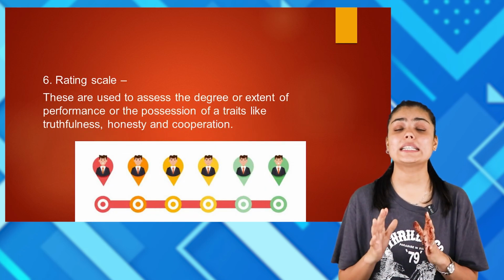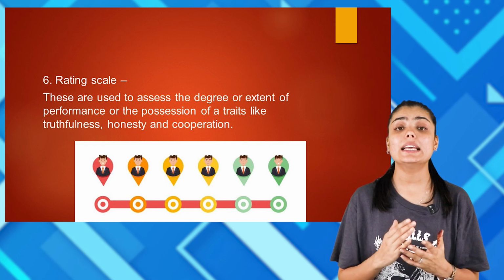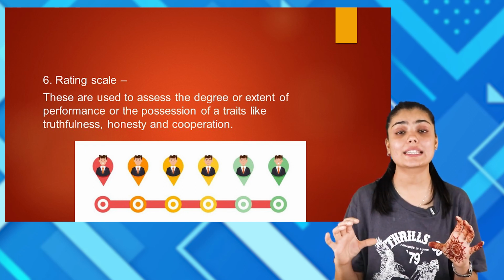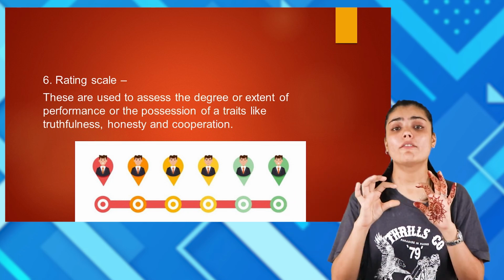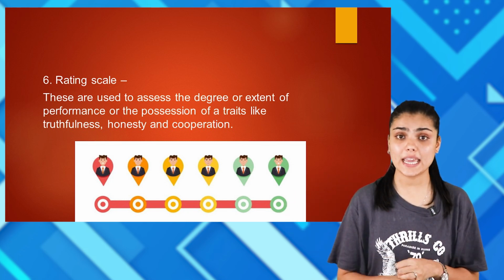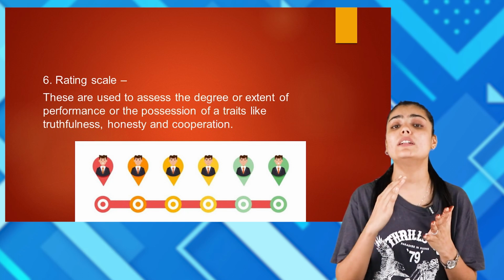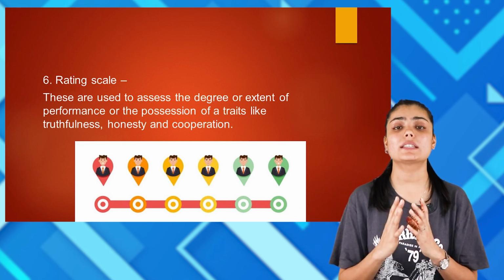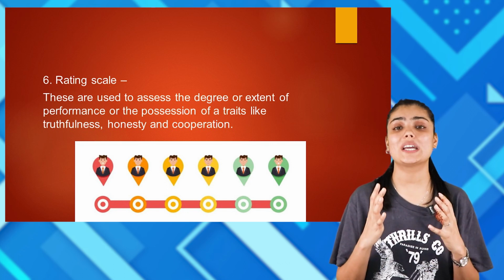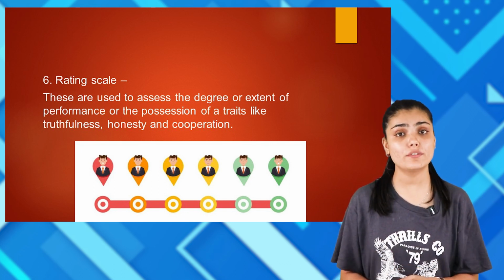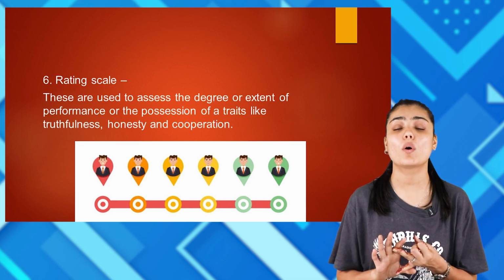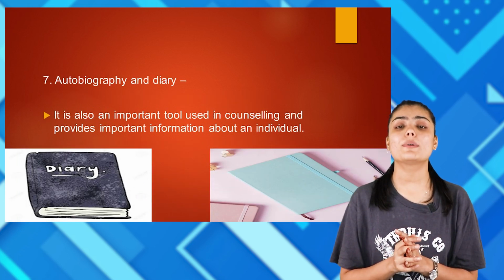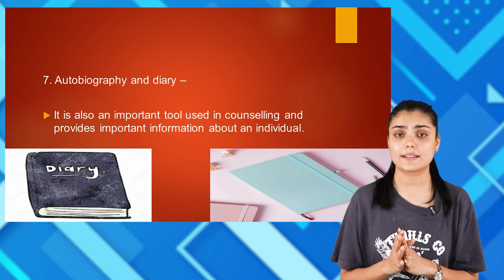Next, we have rating scales. A rating scale is a scale that helps us to understand a degree or extent of certain things. For example, a pain rating scale helps us to understand the level of pain, the degree or extent of pain. In the counseling process, rating scale can be used to assess certain attributes of an individual such as truthfulness, honesty, and their cooperation. Next, we have autobiography and diaries.